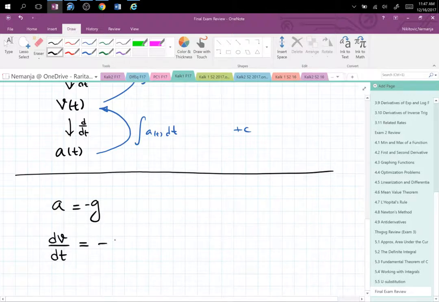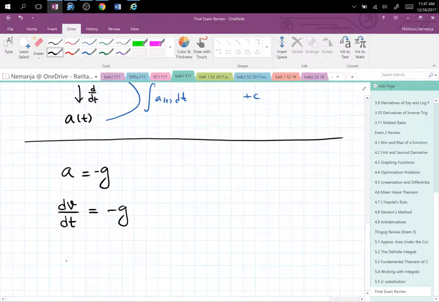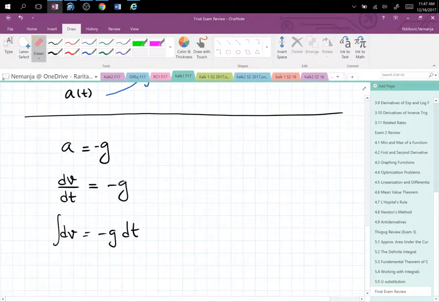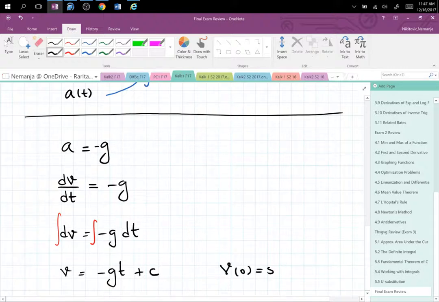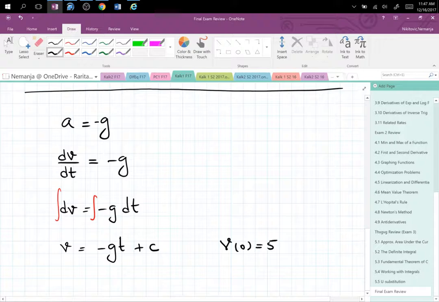So if I have this situation, now if I transport this dt to the other side and integrate both sides, right? Actually, I'm going to put the integral in red. Integrate both sides. What I get is that the velocity is equal to negative gt plus some constant c. And this is where the velocity at 0 equals 5 kicks in. Because you plug in 0 for t, and you plug in 5 for velocity, you see that you can calculate the number for c. So that's where it kicks in.